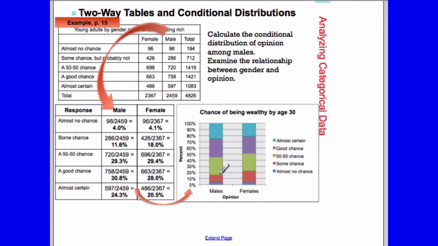Purple is about the same. Green is about the same. Ooh, orange. Females feel like there's some chance. Fewer males feel like there's some chance. Males and females are about the same for almost no chance. So I can look at it quickly just straight across.